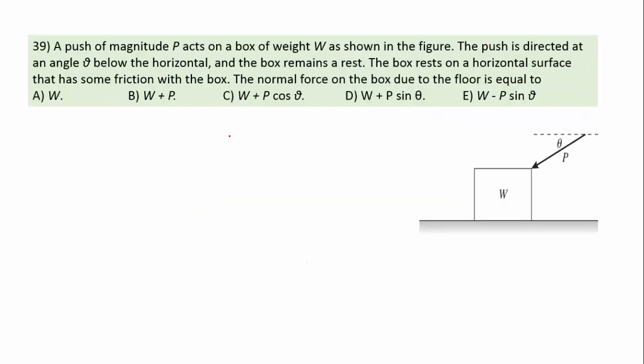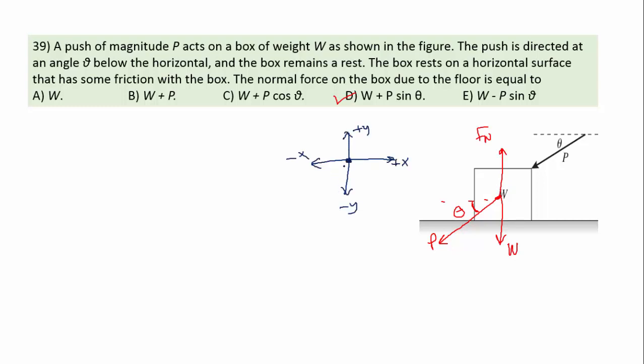In question number 39, the answer is D. Now notice here the forces acting on the weight W. We have P, and P is directed downward with an angle of theta. And there is also the weight and the normal force. So now if we draw the free body diagram, where the object will be in the center, we have the normal force upward, we have the weight downward, this is in the y direction.